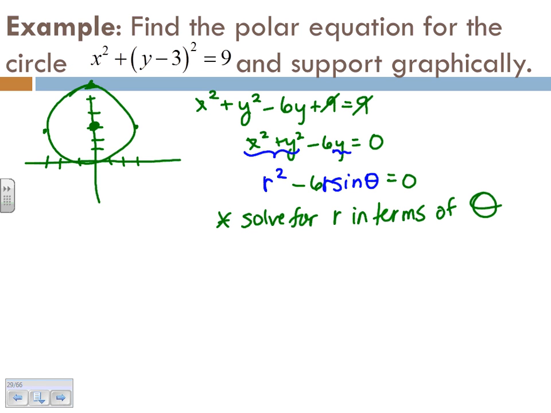Okay. So let's see what I could do here. Any ideas? Factor out an r, yeah. So let's factor out that r. What were you thinking? Okay, so when I have two or more things being multiplied that equal 0, what can I do with them? Set them each equal to 0.